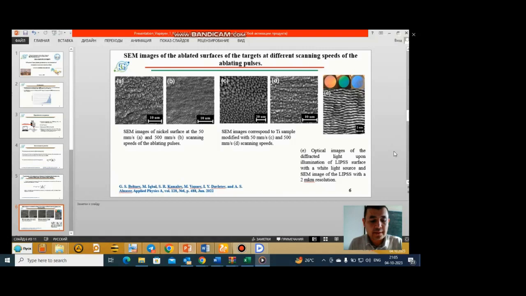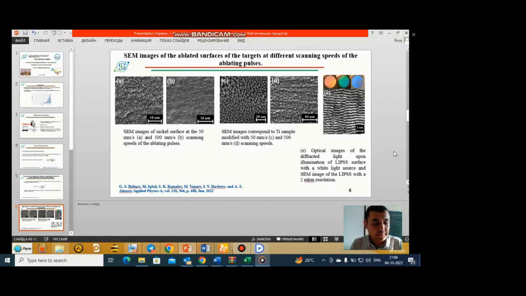In the case of titanium, nanospikes were observed at the low 50 mm/second scanning speeds of the ablation pulses, figure C. The nanospikes have a diameter ranging from 500 to 1000 nanometer and are up to 500 nanometer in height.